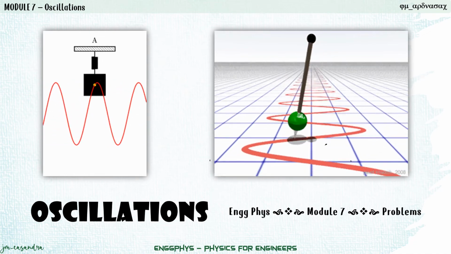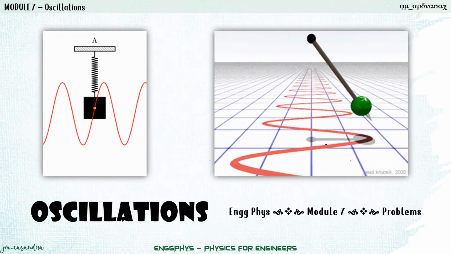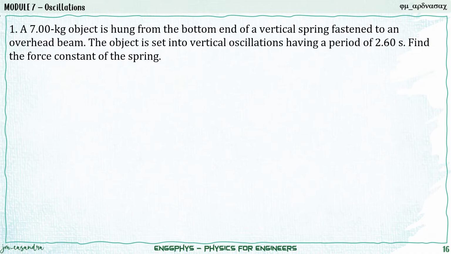Okay, good day. For this video, we're going to solve some problems related to oscillations or vibratory motion. So to start off, let's have example number 1. A 7-kilogram object is hung from the bottom end of a vertical spring fastened to an overhead beam. The object is set into a vertical oscillation having a period of 2.6 seconds. Find the force constant of the spring.